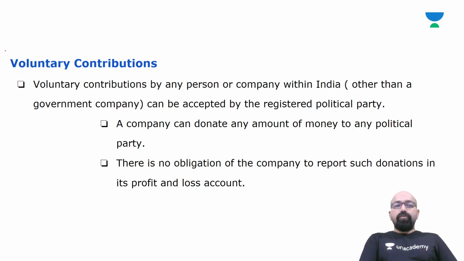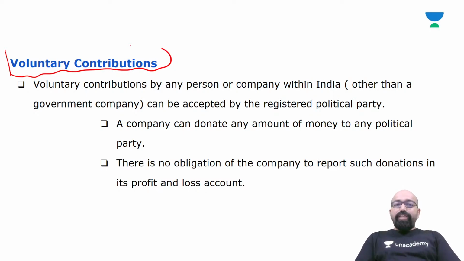Then voluntary contributions. So voluntary contributions by any person or company within India can be accepted by the registered political party. So a company can donate any amount of money to any political party, and there is no obligation of the company to report such donations in its profit and loss account.